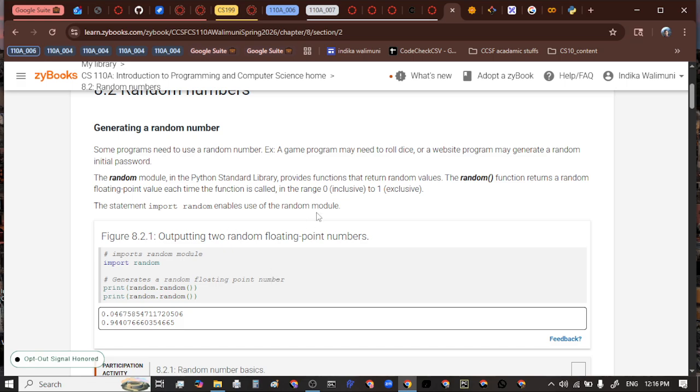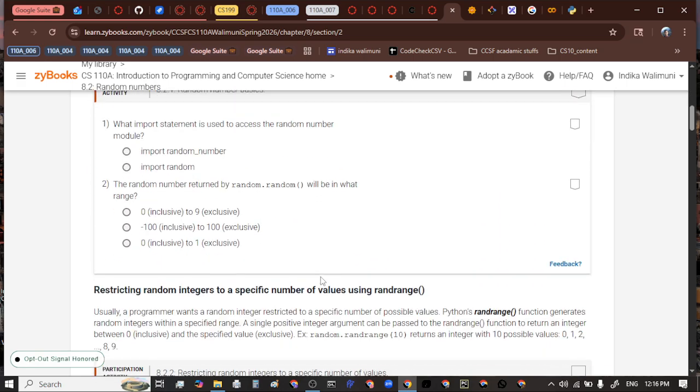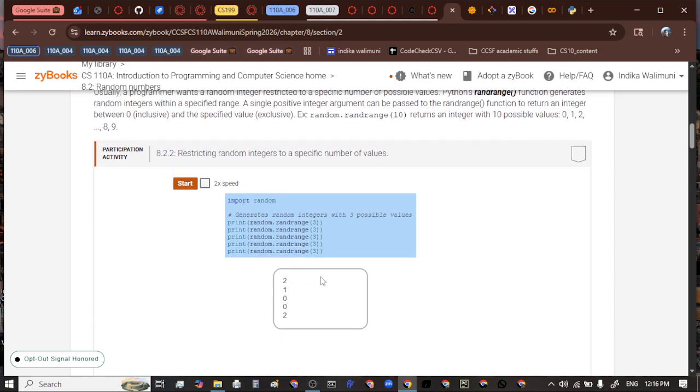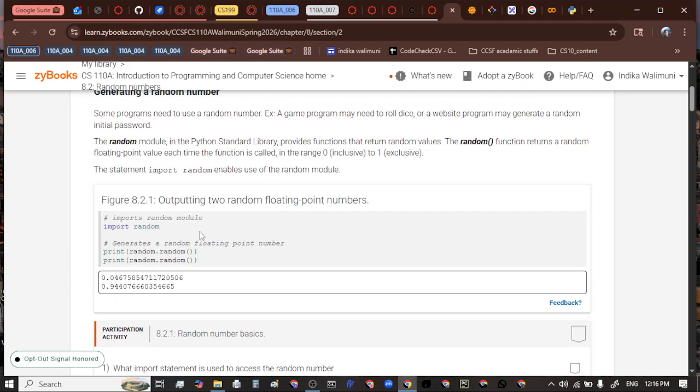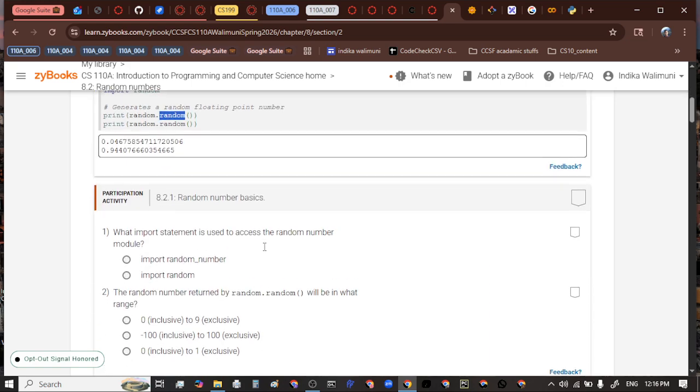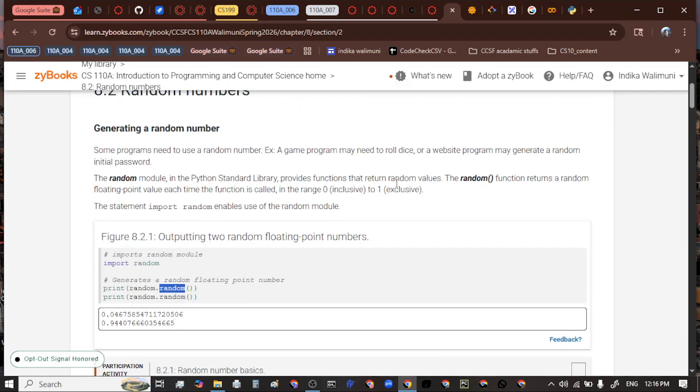All right. So it's the random module. We import the random module, and then we can use its functions. The first one is random, which generates a number between 0 and 1. It's a floating point number. And you can see that it's exclusive, so the 1 is not included.